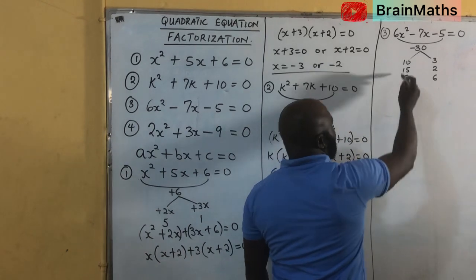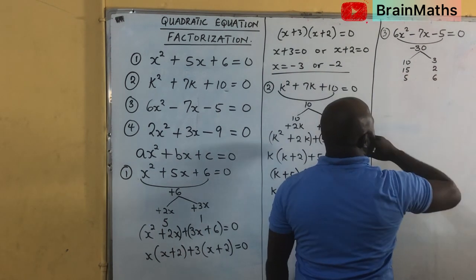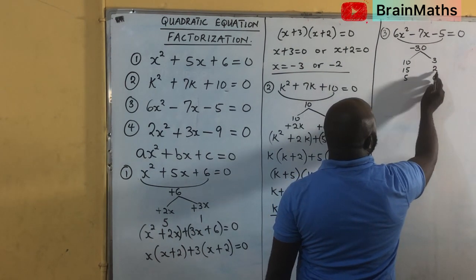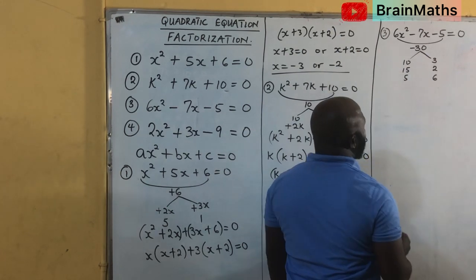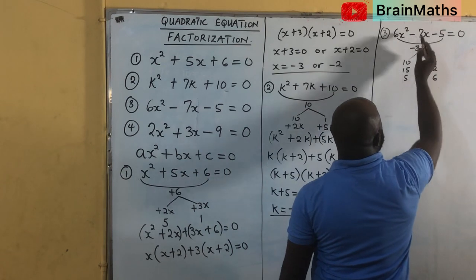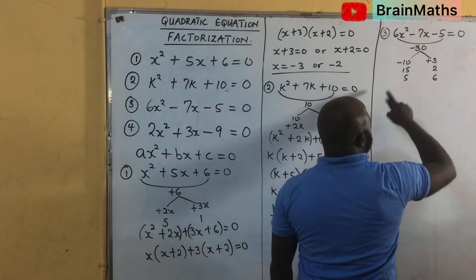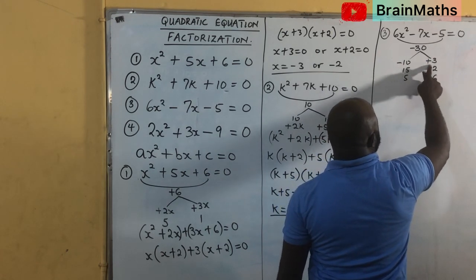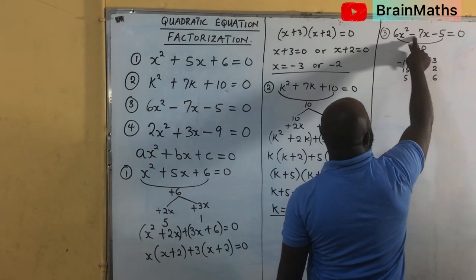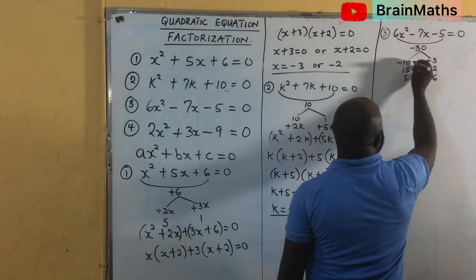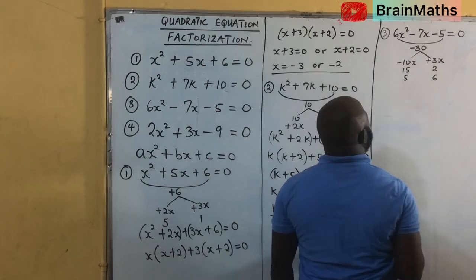So how can we rewrite each one of these or any of these to get minus 7 and also minus 30? So if we take 15 and 2, it is not possible. 5 and 6 is also not possible. So let's come to 10 and 3. So how are we going to write 10 and 3 to give us minus 7? So we have minus 10 plus 3. Minus 10 times plus 3 will give us minus 30. And minus 10 plus 3 will lead us to minus 7. So we are going to be rewriting these two in place of minus 7.